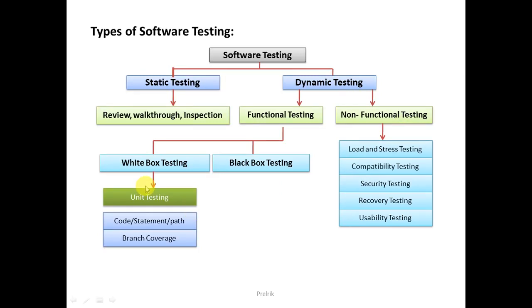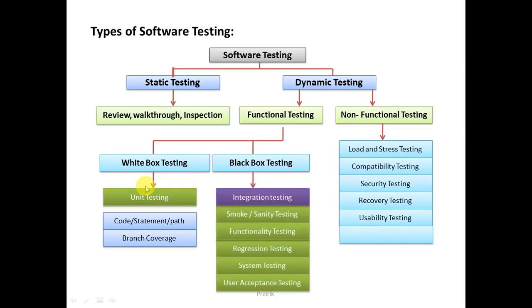In unit testing, a unit tester will see that each unit or each piece of code is working as expected. How can we achieve unit testing? You can achieve it by statement coverage, path coverage, branch coverage and code review. And now majorly a tester performs either black box testing or non-functional testing.